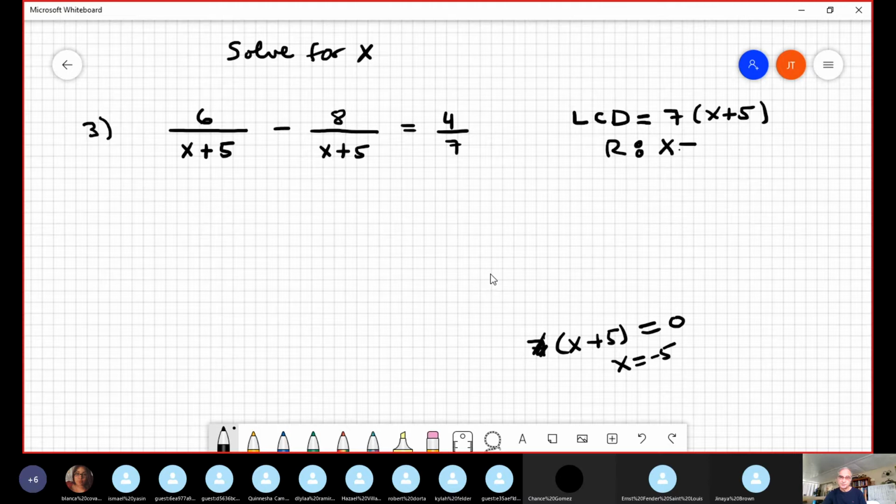But restriction is important, because you need to avoid this solution. So x equal negative 5 is an impossible solution. And this is called a restriction. Do you understand this very well or no? Is it confusing for you or no?